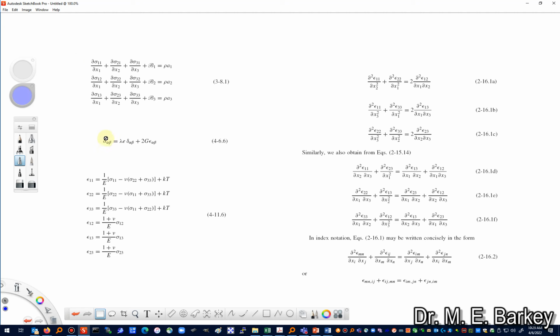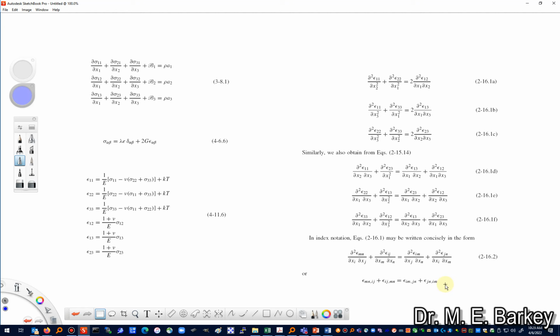Here are relationships that we have for an isotropic material, either the index notation form of Hooke's law or maybe the more usual form of Hooke's law. This one actually has a term that incorporates temperature change in it. And then over here are the compatibility equations. Right, so we have 3 that look like this, we have 3 that look like this, or we can have it in index notation where we have here.